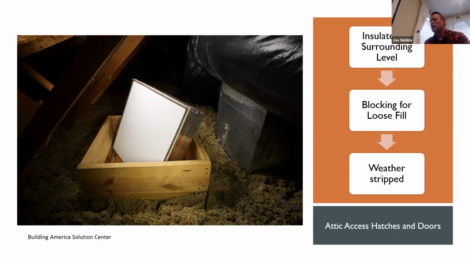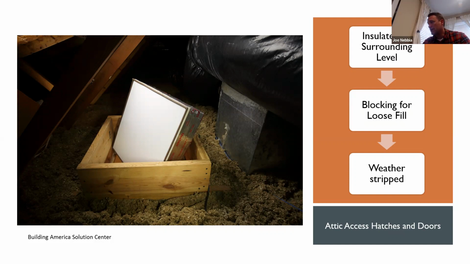In 2021, this becomes a required detail. So it's no longer listed as prescriptive. It's called out in all three compliance paths that the attic hatch is supposed to be insulated, and there should be blocking around the attic hatch in order to keep any loose fill insulation, if you've used loose fill, from falling in.